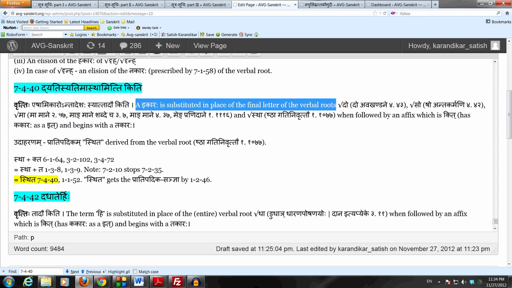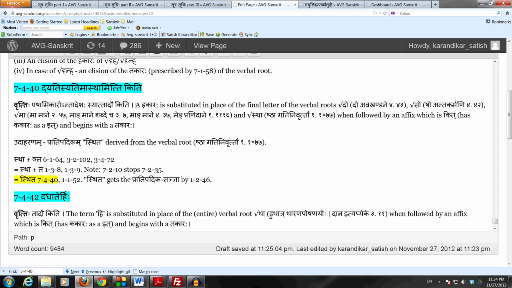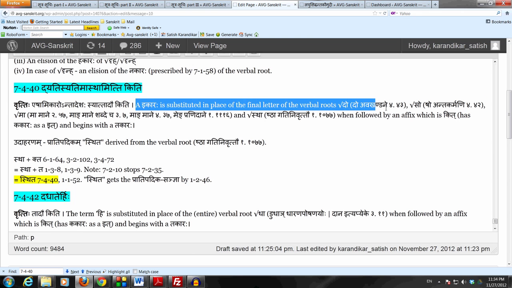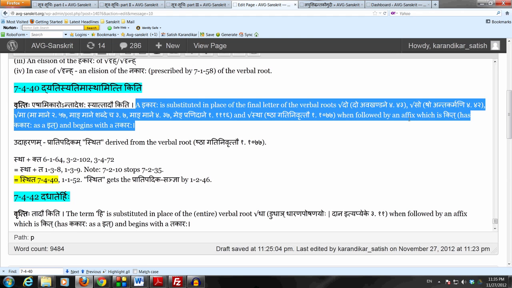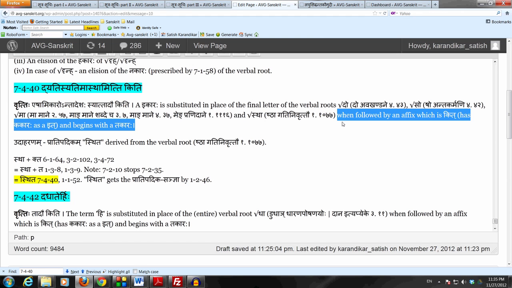We are in the angasya dikara. So the ending letter of the angam takes the ikara adesha, because Panini says it. It is the adesha, because yati syati mastham it, that it is prathama ekvachanam, that is the adesha. So there is a ikara adesha in place of the ending letter of the angam, consisting of any one of these verbal roots, provided the angam is followed by an affix which is takaradi and which is a kit. So a quick example, dhatu sthagati nivruttau.